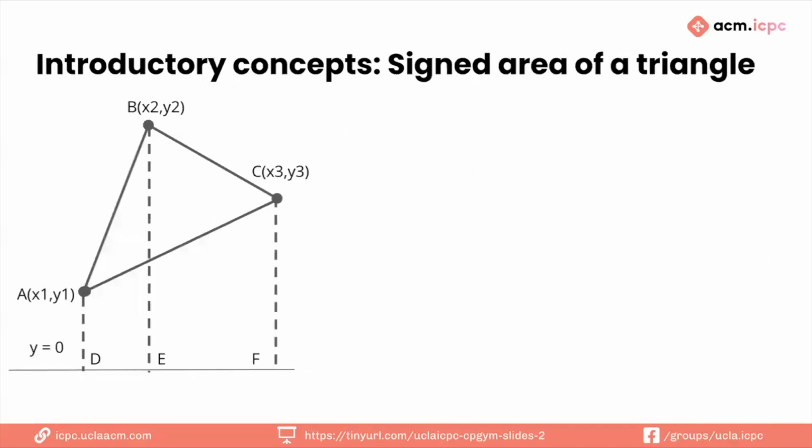Okay, so let's move on to the area of a triangle. So if we only take into account what we just learned, the area of a trapezoid, can someone suggest a method to find the area of a triangle only using the concept that we just learned? I guess there's even a slight hint on the picture here.